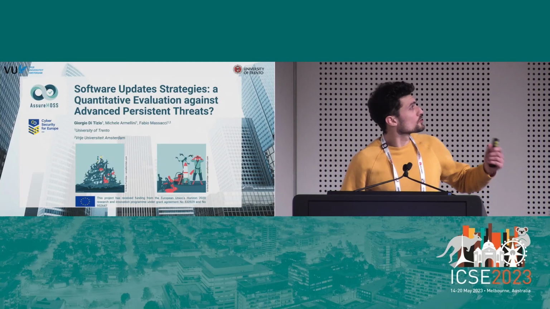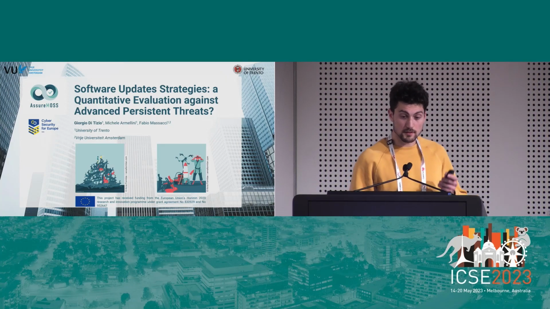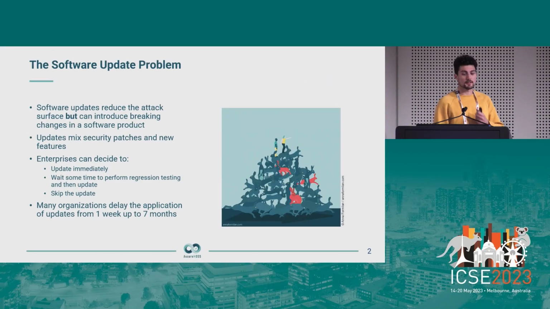Okay, thank you. I'm Giorgio Di Tizio, and today I will present our work on software updates and software in advanced persistent threats. So we often hear that software updates are a critical action we have to perform to reduce the attack surface of our network and thus reduce the risk of being compromised. And this obviously makes sense if we think of software in isolation. However, for organizations that have to manage thousands of machines with different software, this can be a problem.